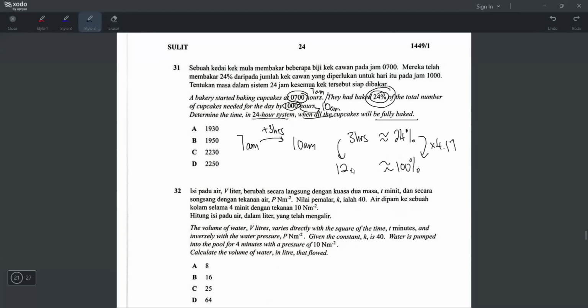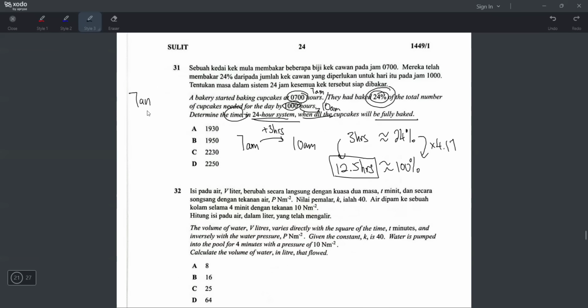Tapi you kena tahu satu benda, ini 12.5 adalah hours. Dia adalah bilangan jam yang you kena guna untuk habiskan 100% of the cupcakes. Tapi kalau you tengok jawapan ABCD tak ada 12.5 kan? You tahu kenapa? Sebab dia nak time in 24-hour system. So you kena pergi balik 7 pagi, 7 AM plus 12.5 hours.